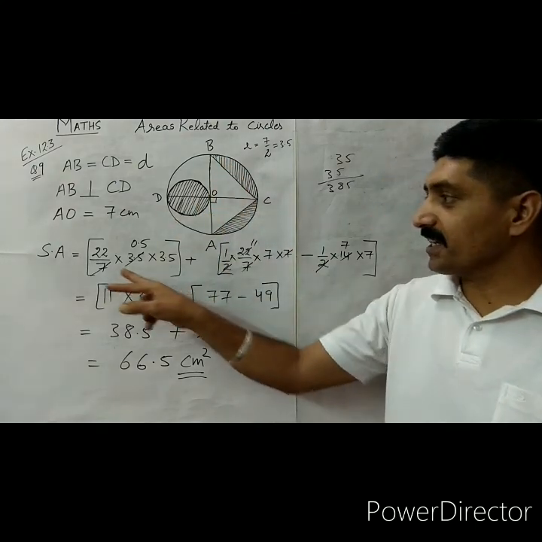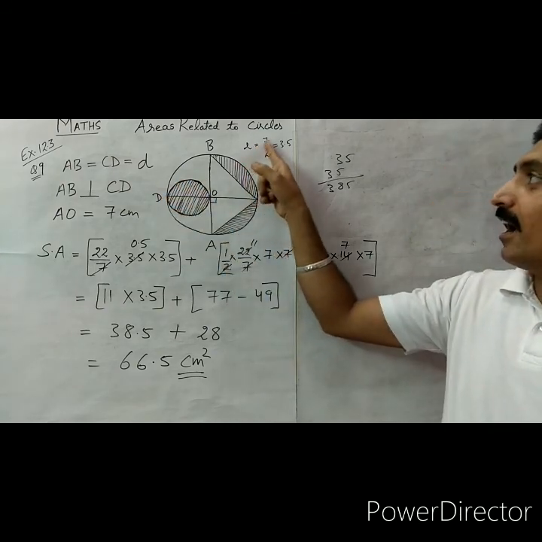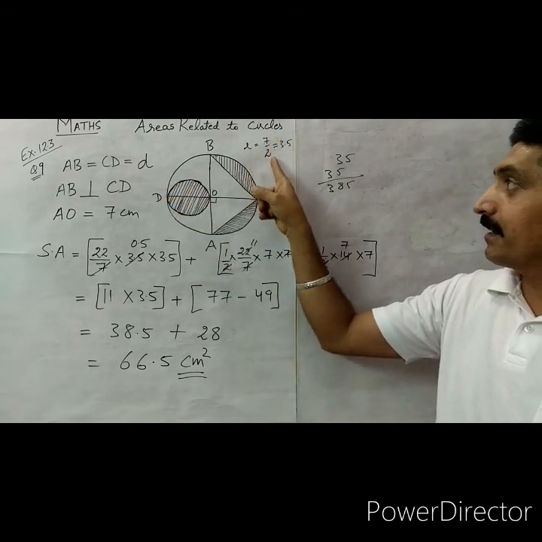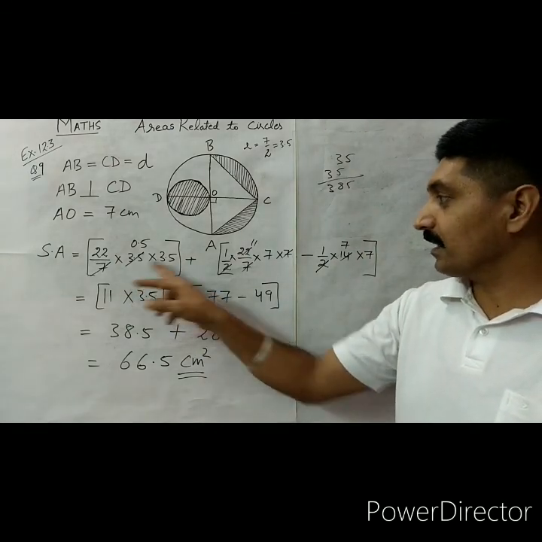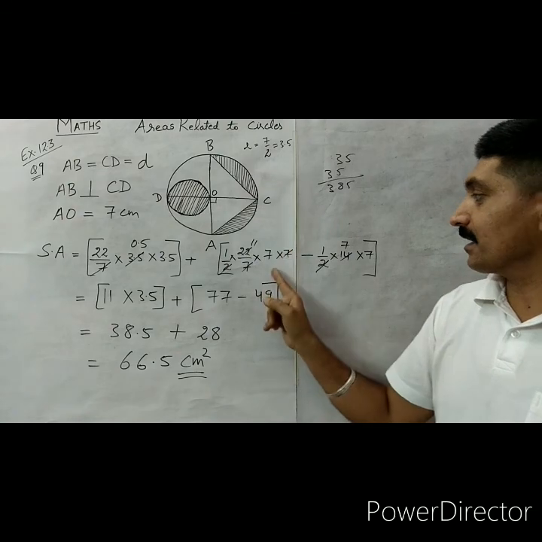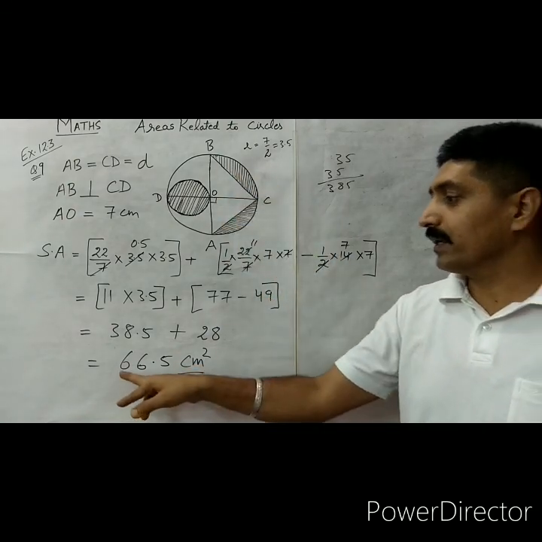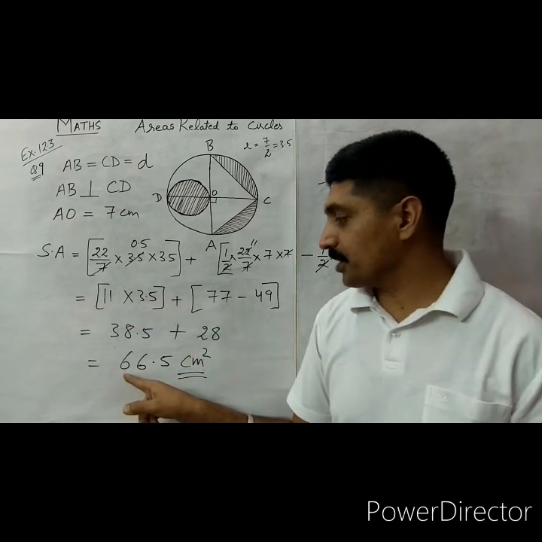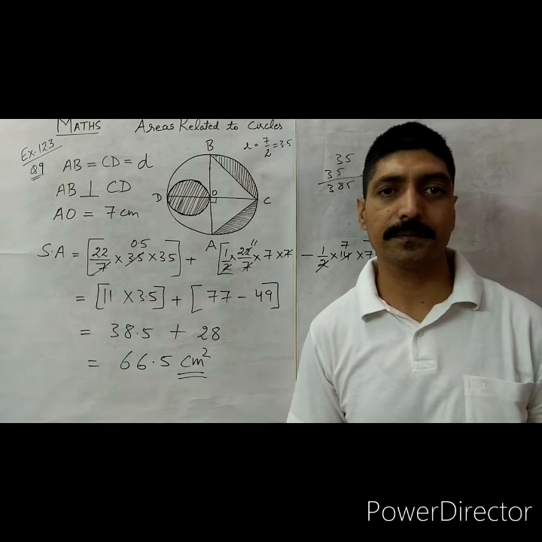So the shaded area is equal to the area of this smaller circle, whose radius is half of 7, that is 3.5 centimeter, plus the area of the semicircle minus the area of triangle ABC. So here we find that the area of the shaded portion is 66.5 centimeter square.